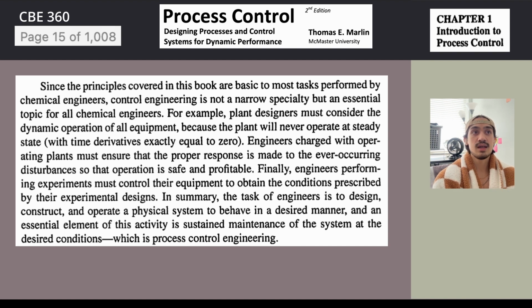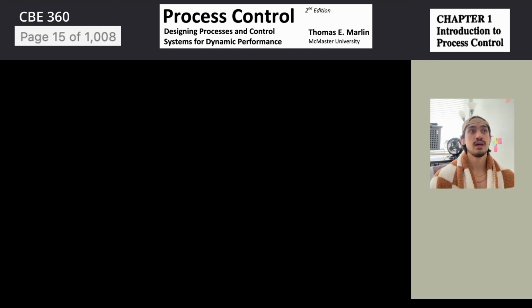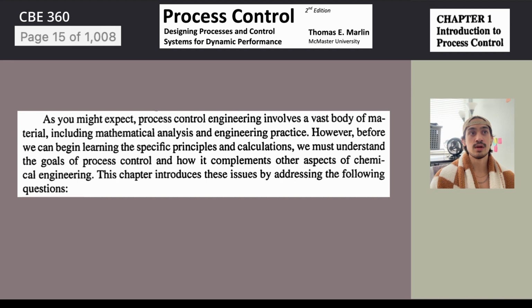In summary, the task of an engineer is to design, construct, and operate a physical system to behave in a desired manner, and an essential element of this activity is sustained maintenance of the system at the desired conditions, which is process control engineering. And as you might expect, process control engineering involves a vast body of materials, including mathematical analysis and engineering practice. However, before we can begin learning the specific principles and calculations, we must understand the goal of process control and how it complements other aspects of chemical engineering.